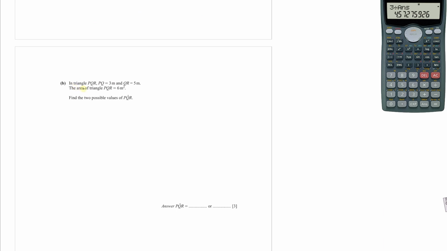Part B is in triangle PQR. PQ is 3, QR is 5. The area of triangle PQR is 6 meters square. Find the two possible values of PQR. So let me draw an arbitrary triangle PQR. So this is some triangle. In fact, let me draw it again so that it doesn't look like an equilateral triangle. So some triangle like this.